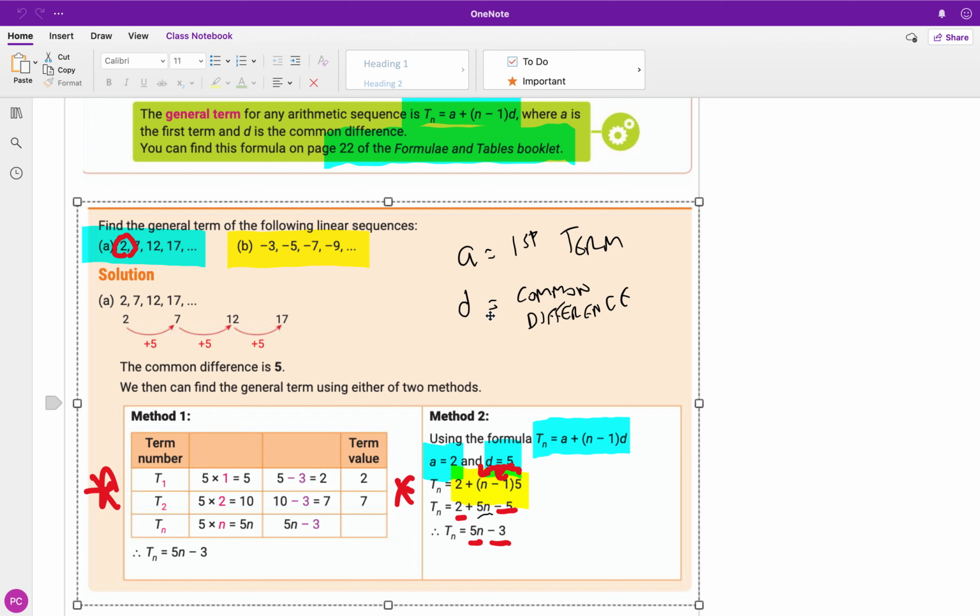Well, a is the first term, so a is going to be -3, and what's d going to be? We're going from here to here, I'm taking away 2. Going from here to here, I'm taking away 2. Going from here to here, I'm taking away 2. So d is going to be -2.